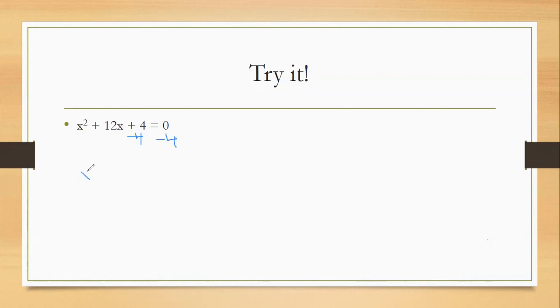Now we have x squared plus 12x equals -4. Our next step, first off, did everyone get to this point? The very first step of subtracting 4 over. Did you get to that point? Just write yes, please.